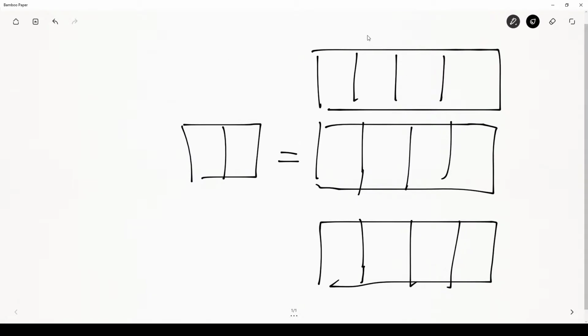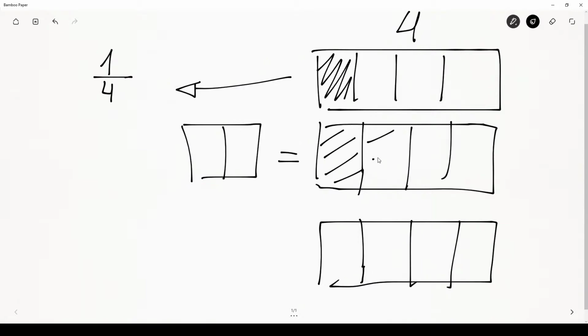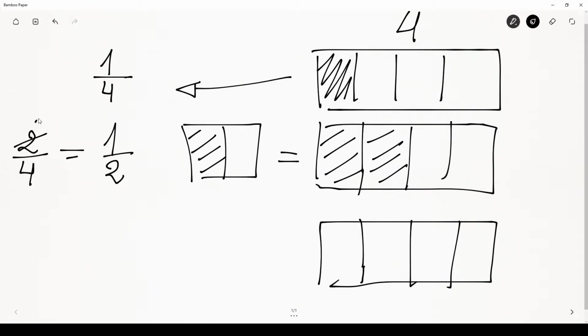Now look at this. We have these 3 things which are composed of 4 parts, 4 equal parts. And let's say we want to take 1 out of 4. So this is called 1/4. Let's say we take 2 out of 4. And what is this? This is half, because here we have 2 and here we have 2. So let's say we write 2/4, and it's the same thing of 1/2. This is simplification.